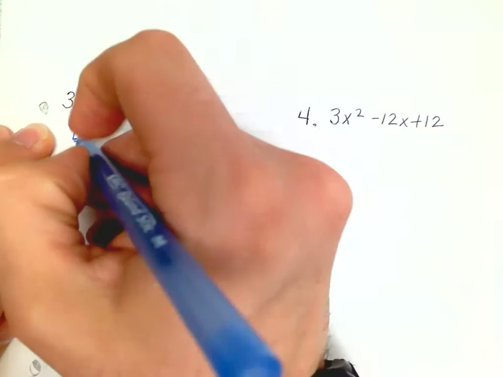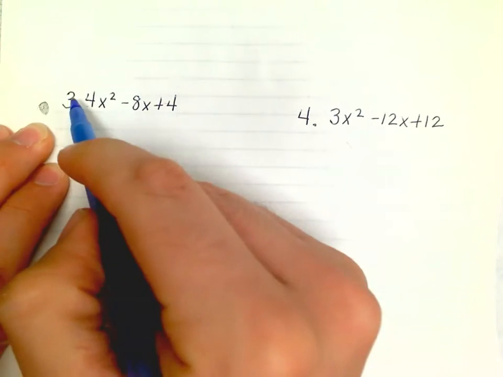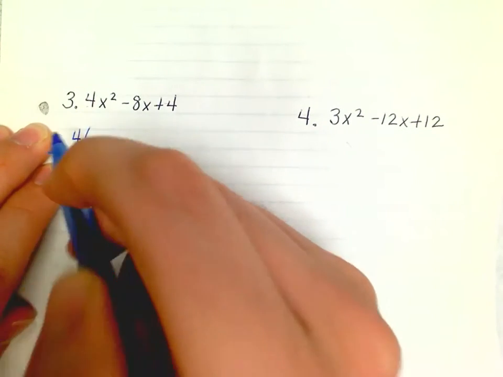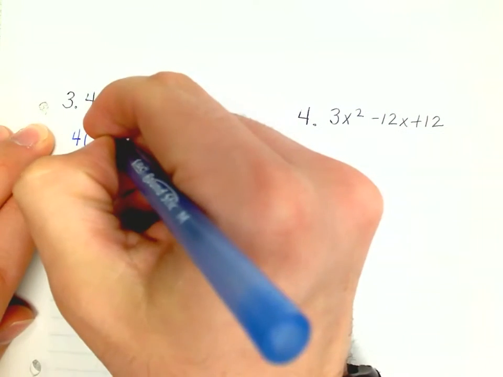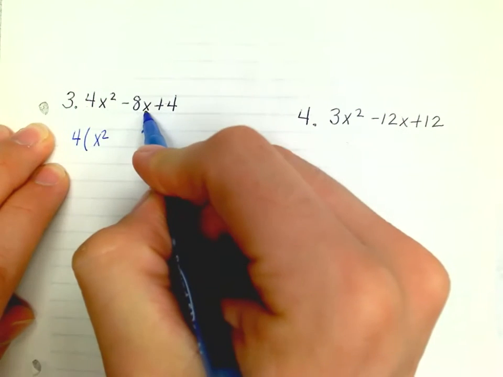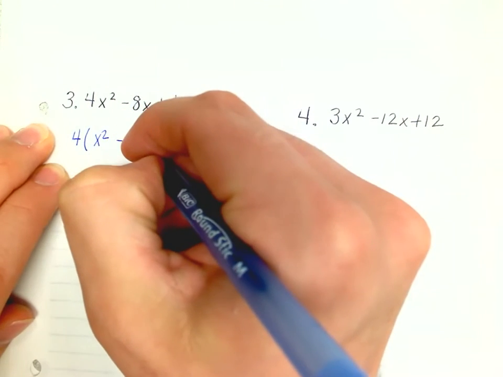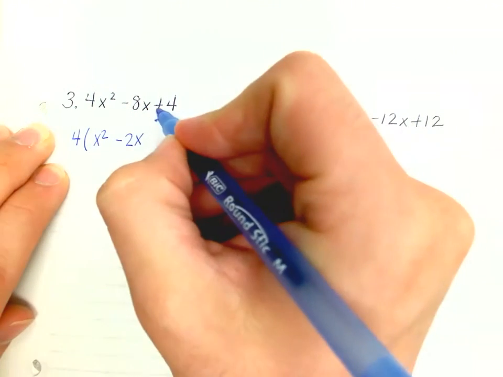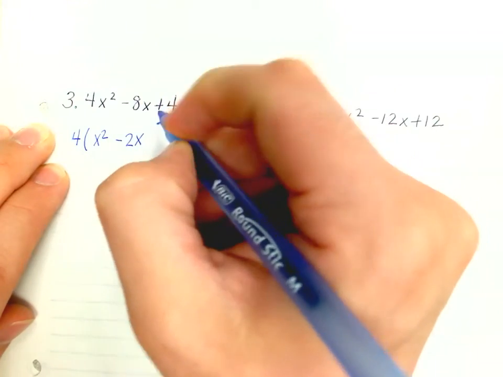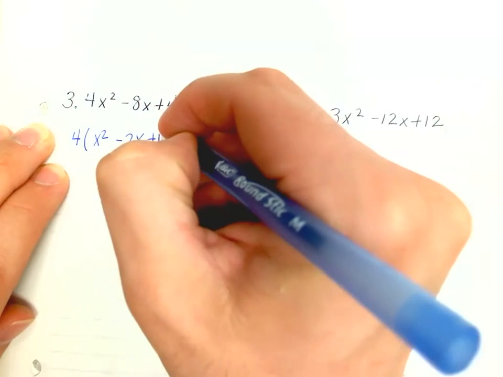So let's go through and use our factoring. We say this first term divided by 4, we're going to be left with x squared. The second term right here divided by 4, we're going to be left with a negative 2x. And finally, this plus 4 divided by 4 is just plus 1.